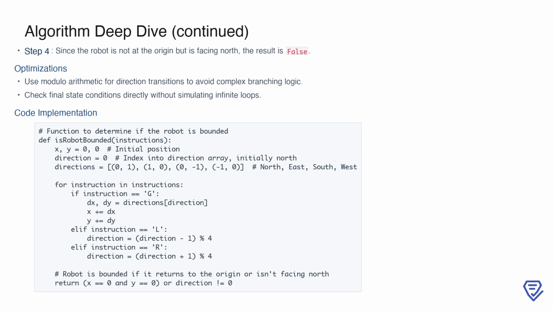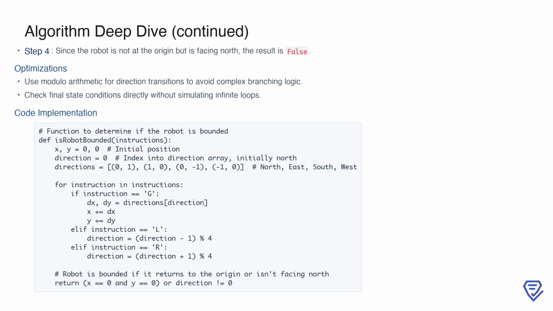To optimize the solution, we use modulo arithmetic for direction changes, avoiding complex conditionals. Additionally, we evaluate the final state directly without simulating infinite loops, making the algorithm efficient. The provided Python implementation follows these principles. It initializes the robot's state, processes each instruction to update its position and direction, and checks the final conditions to determine boundedness. By adhering to these steps, the algorithm efficiently solves the problem for any instruction sequence, regardless of its length or complexity.